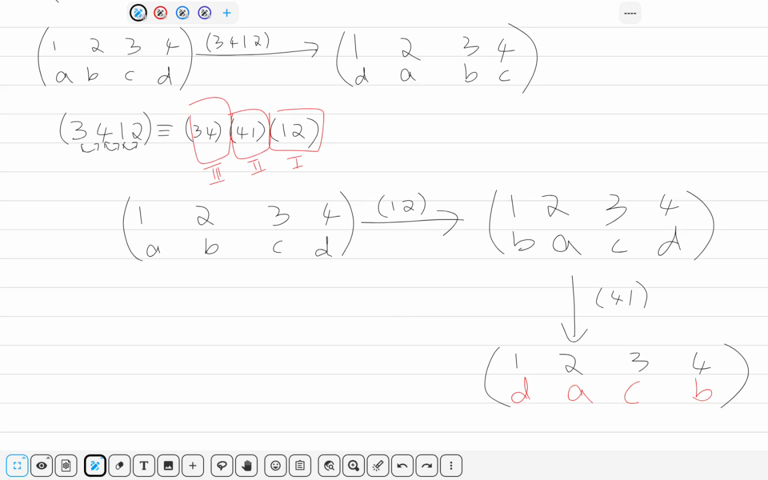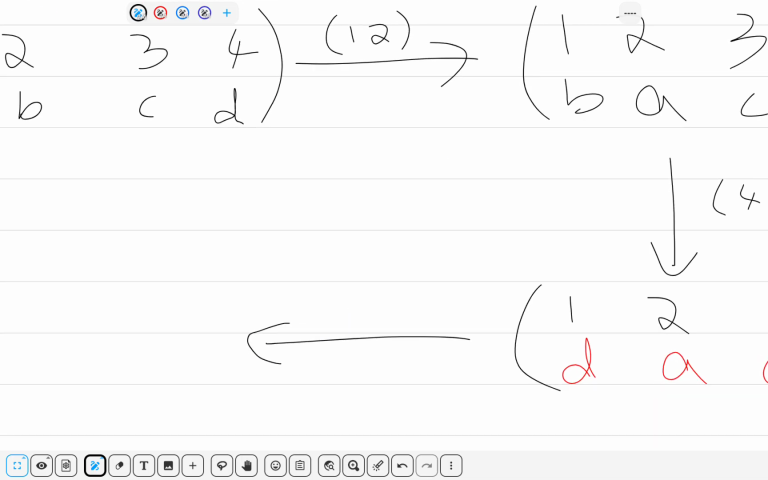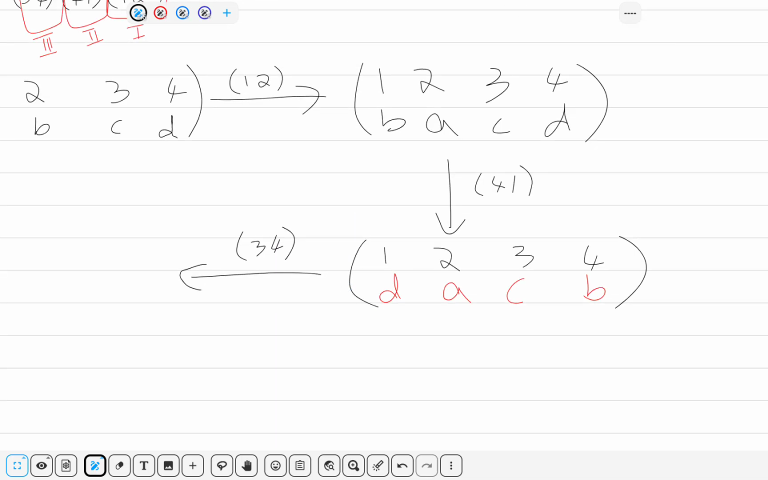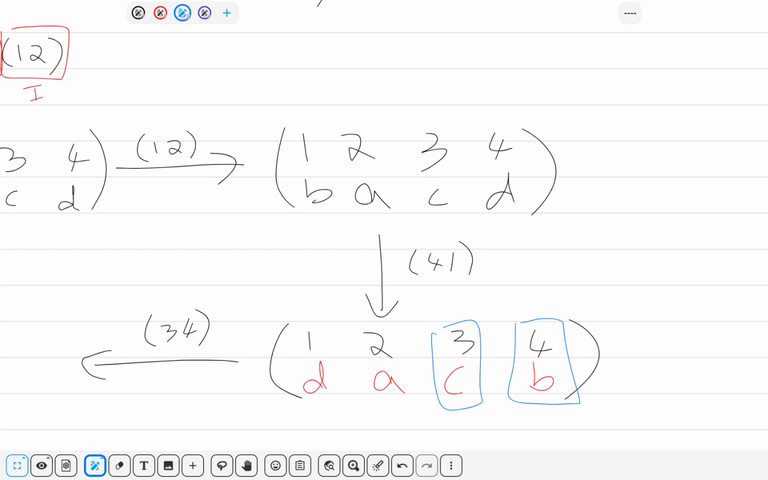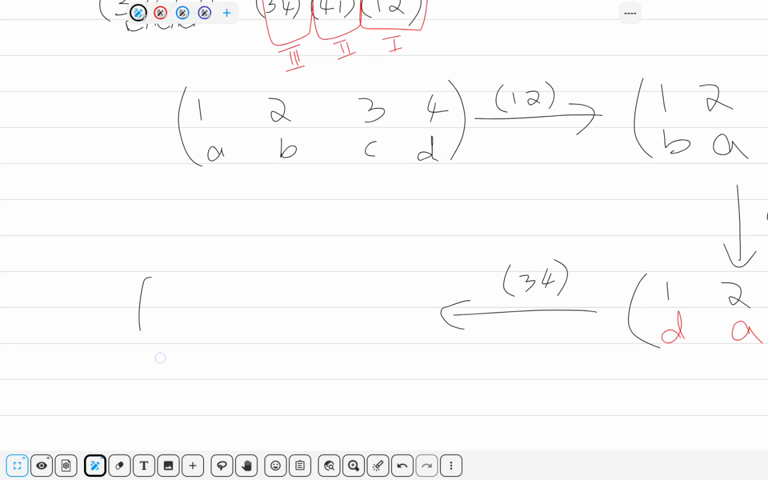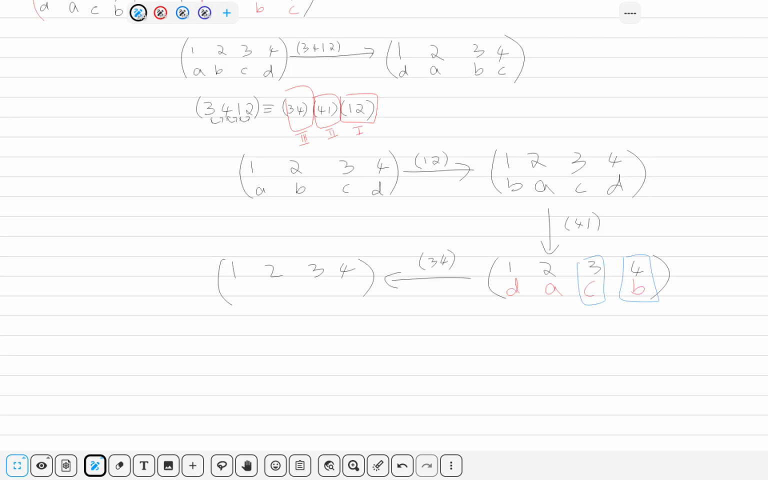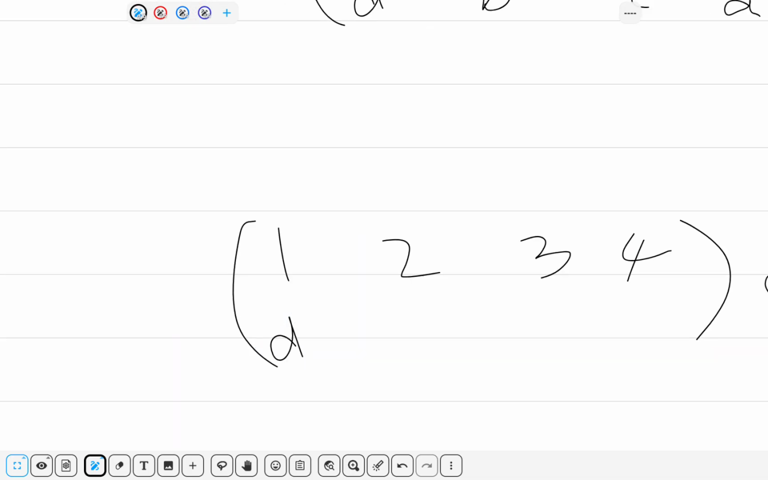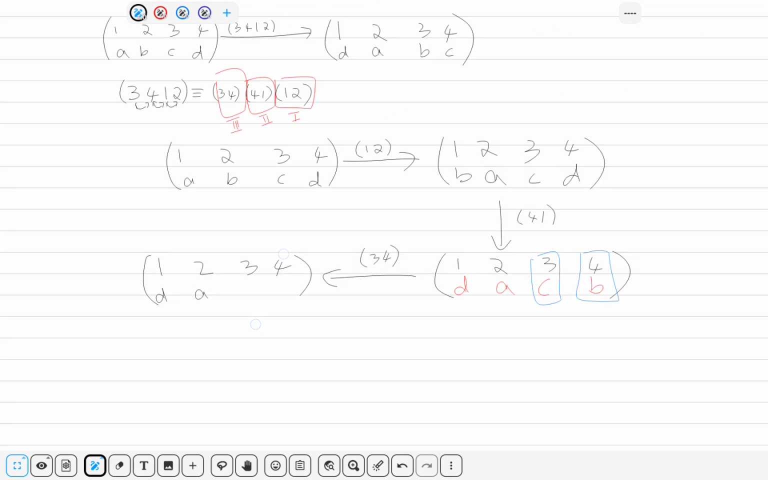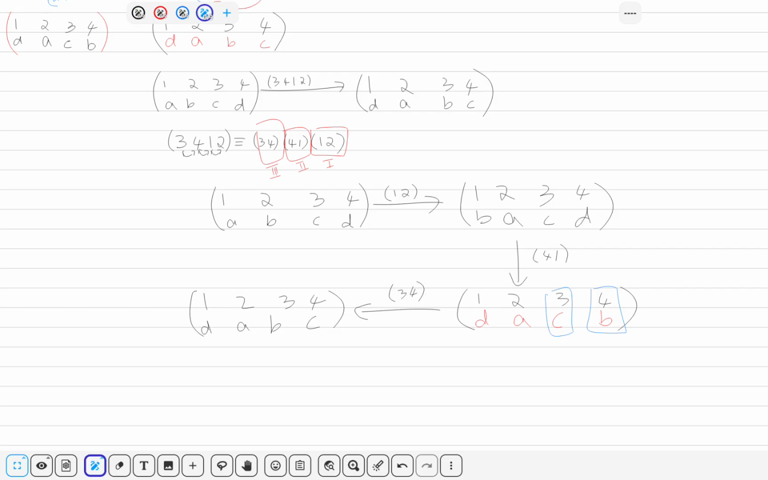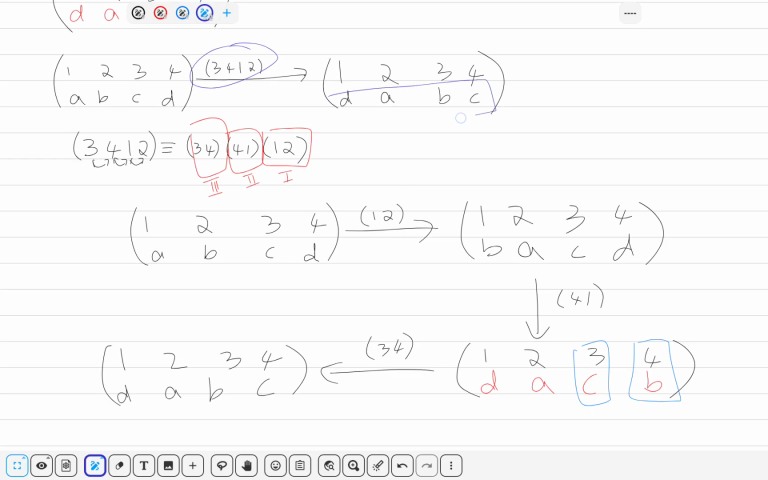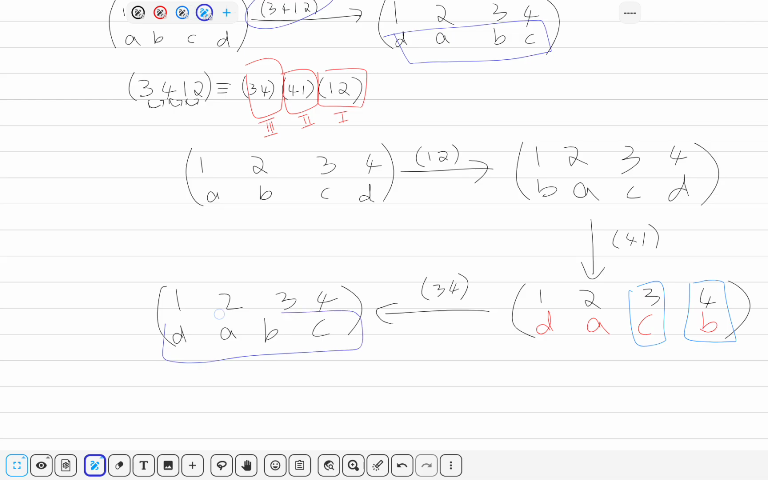and finally the last step says 3 4. So again I'm going to do the same thing. Just look at the 3 position and 4 position and replace them. So what would I get? Let me write down: 1 2 3 4. Then there is DA. This will remain unaffected, and finally I have BC. And if you notice, you remember what we did here: 3 4 1 2. We got DABC. We again got DABC.